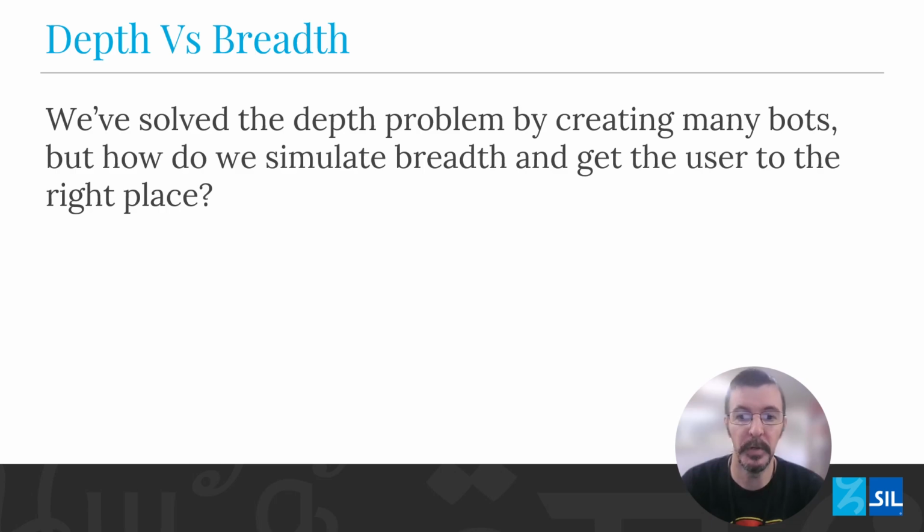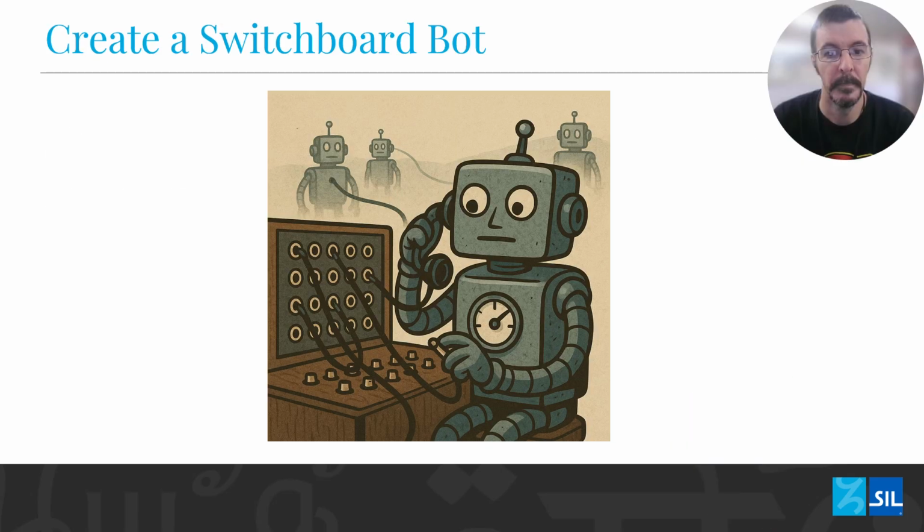We've solved the depth problem by creating many bots, but then how do we simulate breadth and get the user to the right place? We needed a switchboard bot. We found that the more context we gave to a bot, the harder it was to make it act like a switchboard. It just wanted to answer the question for itself. So we stripped it down and redefined its role, not as a helpful assistant, but as a switchboard operator with a basic directory of what each tool does, which bot to ask, and how the user can contact that bot directly.